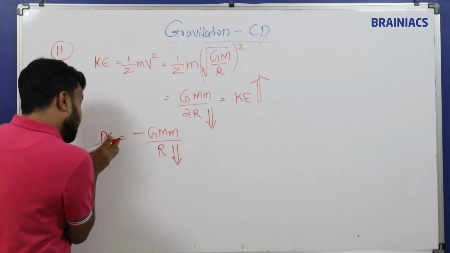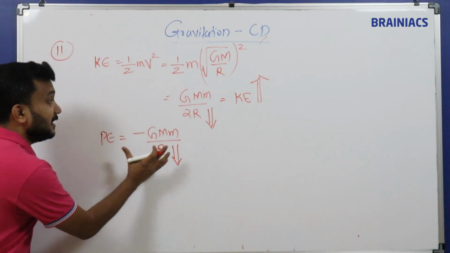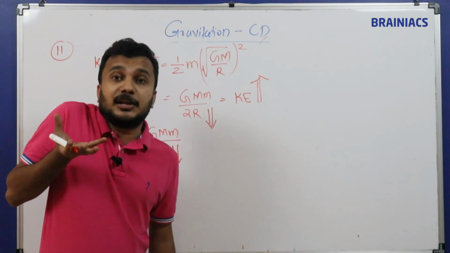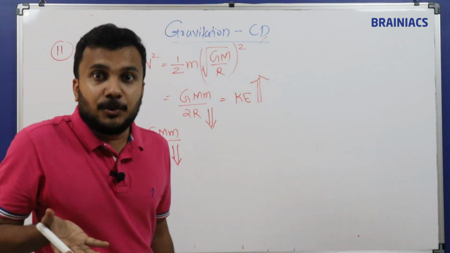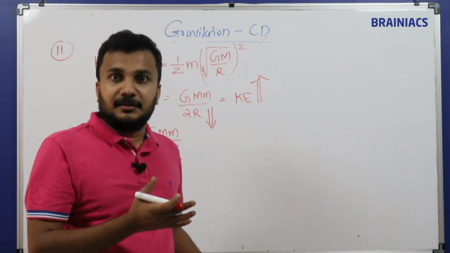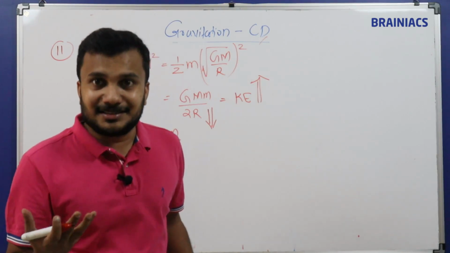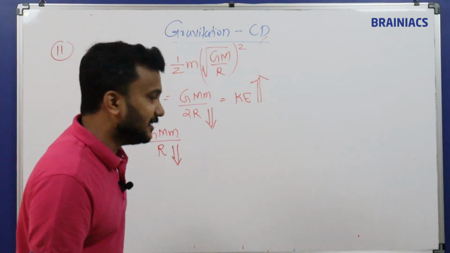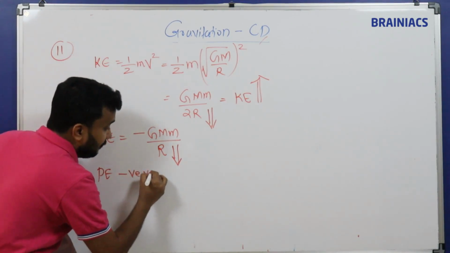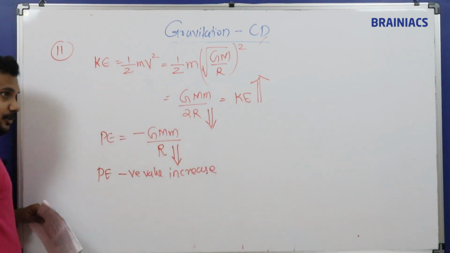When r reduces, potential energy increases. Potential energy increases means what increases? The negative value increases. Negative value increases means you are going minus 10, minus 20, minus 30, minus 100. So a minus value increasing, is it really increasing? No, it is decreasing, right? So I can say the potential energy's negative value increases.